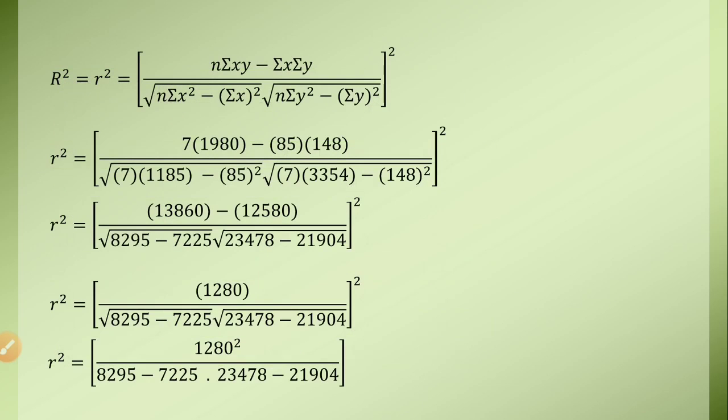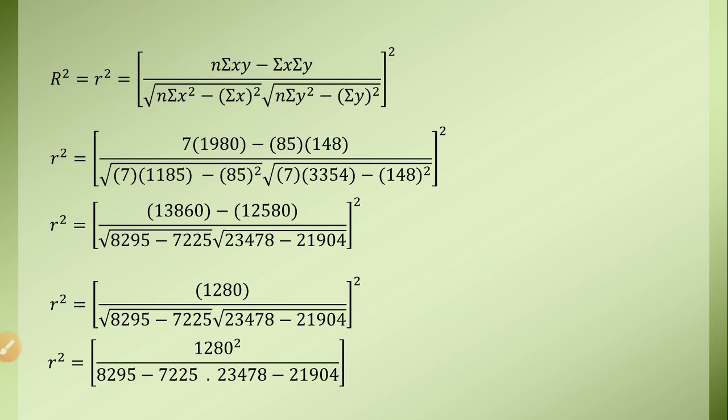Now I have to write the formula of r square. See, this is nothing new. The formula of r is, you can see in the bracket, n sigma xy minus sigma x sigma y upon root n sigma x square minus sigma x whole square, root n sigma y square minus sigma y whole square. And you are finding r square, so there is a whole square around the formula.